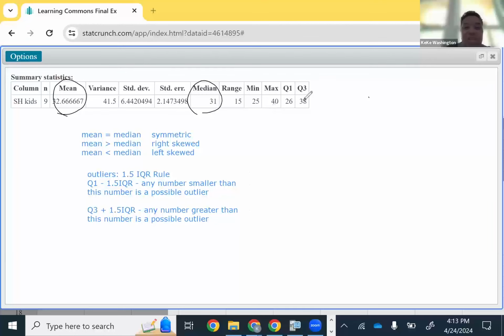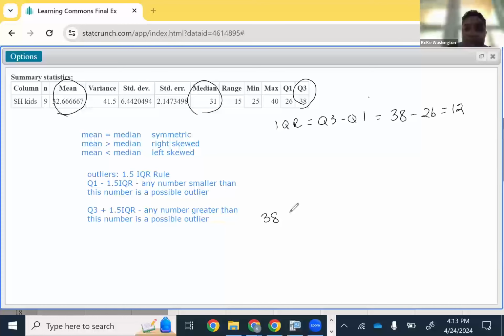Okay, so our Q3 is 38. Well, let's calculate the IQR. Not sure why I started with Q3. All right, Q3 minus Q1. All right, 38 minus 26. So my IQR is 12. Remember, your IQR is the middle 50% of your data. And it's the best measure of spread for skewed distributions.